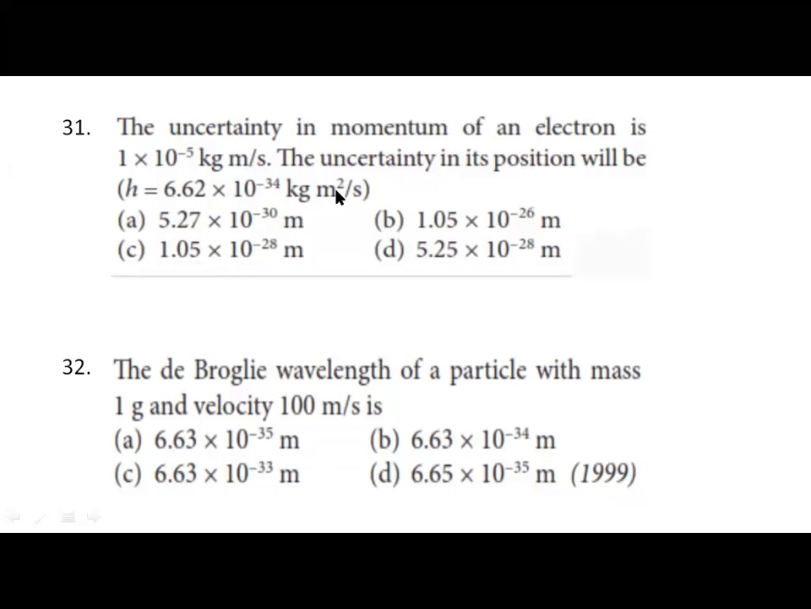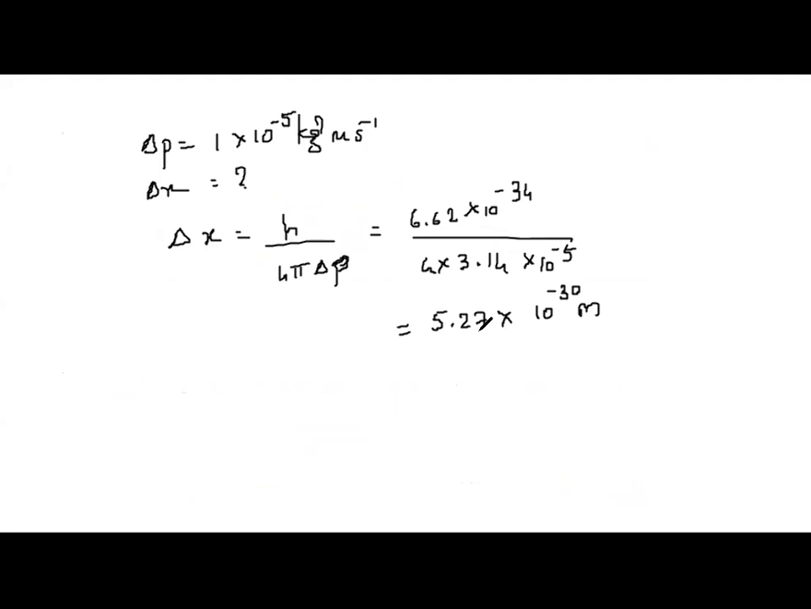Yes, so this is a question on Heisenberg's uncertainty principle. The de Broglie wavelength of a particle with mass 1 gram and velocity 100 meters per second. See, gram is given and meters per second is given. Okay, so let us see. De Broglie wavelength, we know lambda is equal to h by mv, and they have given 100 meters per second and 1 gram, and they have asked the de Broglie wavelength in meters.